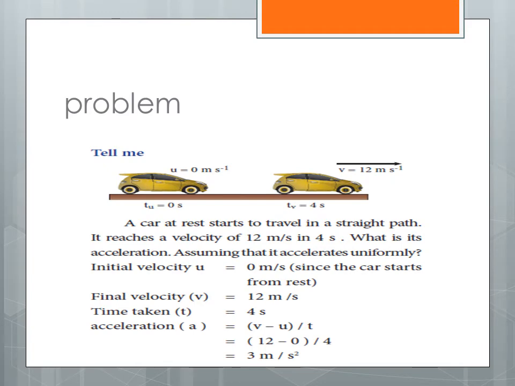Problem given. A car at rest starts to travel in a straight path. It reaches a velocity of 12 meter per second in 4 seconds. What is its acceleration? Assuming that it accelerates uniformly. Initial velocity equals 0 m per s since the car starts from rest. Final velocity equals 12 m per s. Time taken is 4 s. Acceleration equals v minus u divided by t. Velocity given is 12 minus 0 divided by 4, equals 3 meter per second squared.